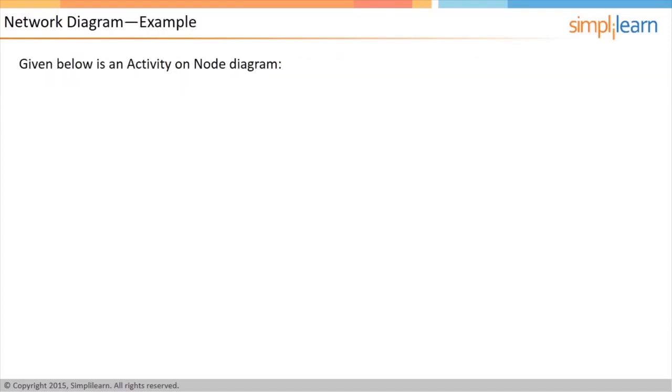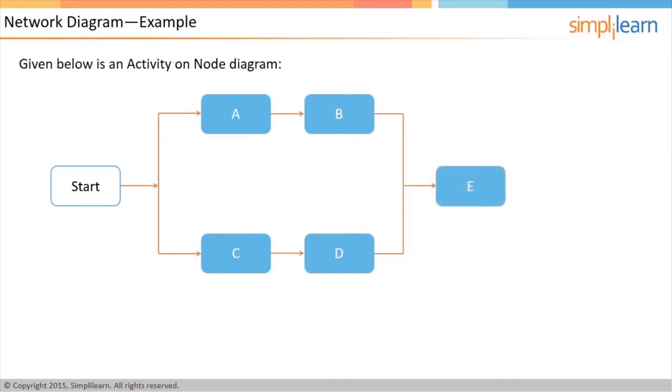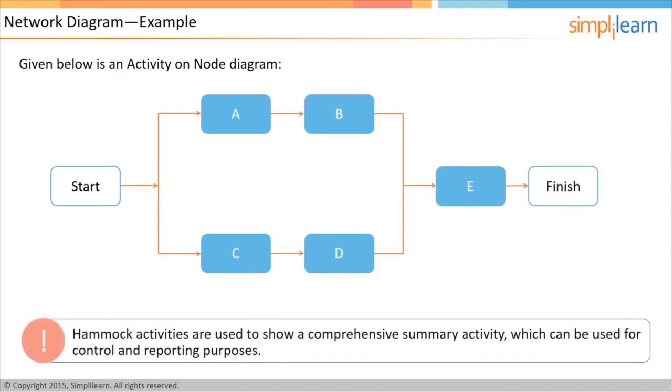A sample network diagram is shown on the screen. Activities A and C can happen in parallel. B and D require both A and C to complete, whereas E requires both B and D to complete. Activity on Arrow network diagram makes use of hammock activities. They are used to show a comprehensive summary activity combining several other activities underneath for control and reporting purposes.